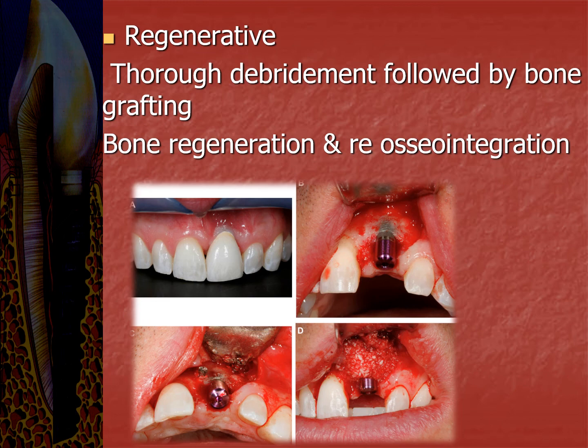As you can see in this picture, there is labial soft tissue recession around the dental implant in the aesthetic zone, and this flap is elevated, and then by using guided bone regeneration with mineralized allograft, the regenerative therapy is done.